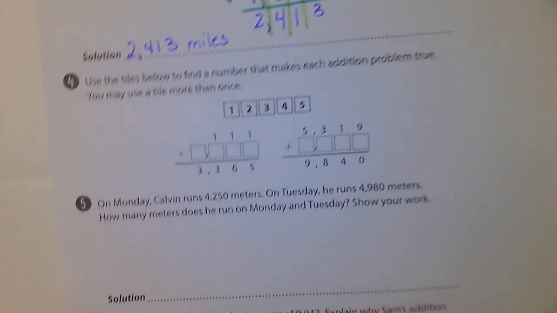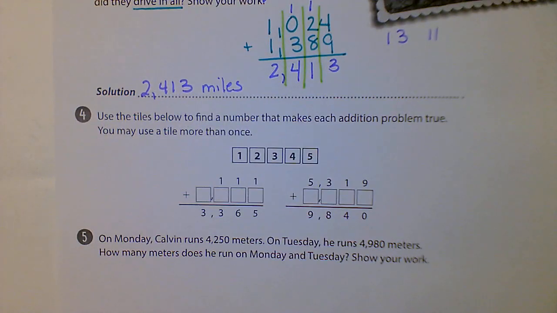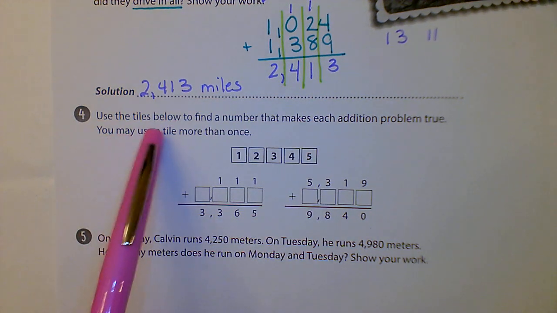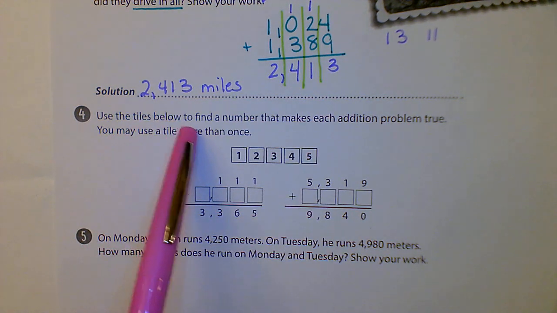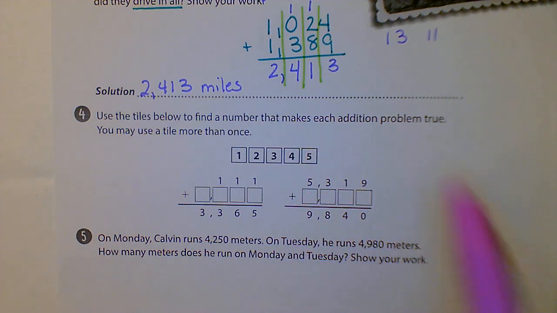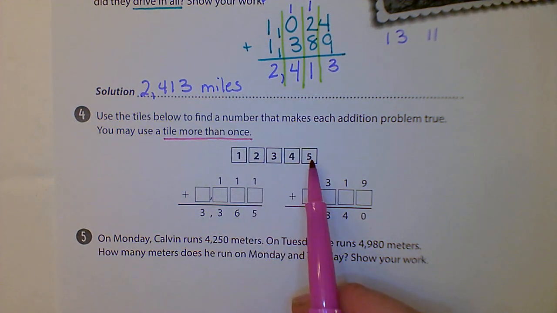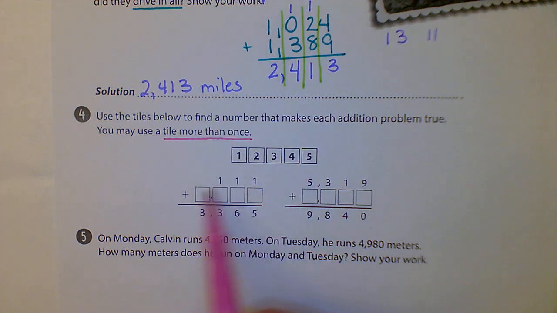I know the next one is giving a few people some trouble. So let's see if we can understand what they're saying in this problem. So here it says, use the tiles below to find a number that makes each addition problem true. You may use a tile more than once. That's important, that you can use a tile more than once. These are the tiles. They want us to pick these and put them in here to try and make these true.